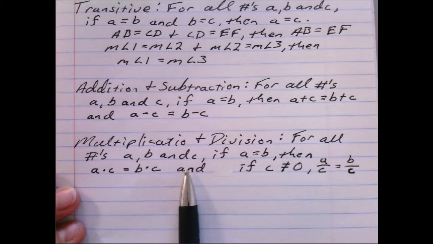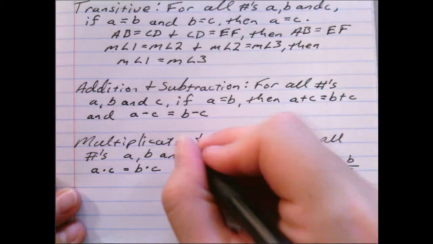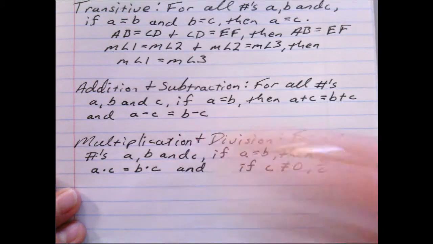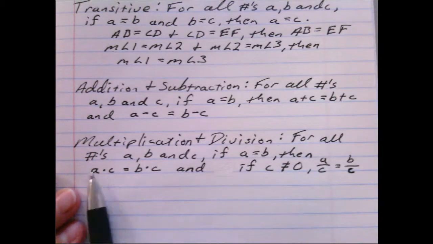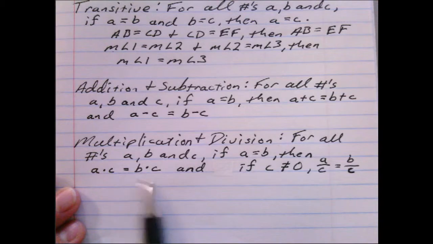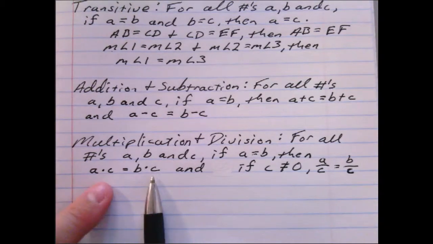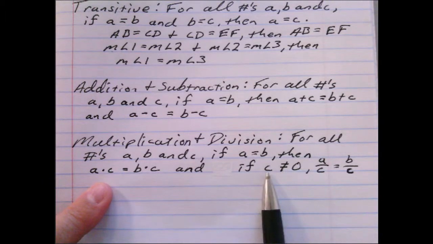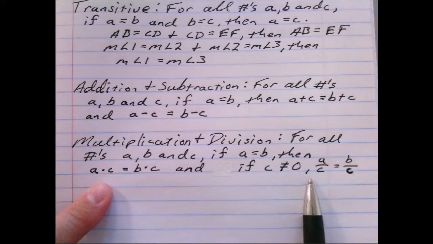Same thing for multiplication and division. Oh, I forgot my n there. That's multiplication and division. For all numbers A, B, and C, if A equals B, then A times C equals B times C. So as long as we multiply by the same thing on both sides, then we're fine. And over here, as long as C is not 0, and we divide by the same thing on both sides, then we keep our equation balanced as well.